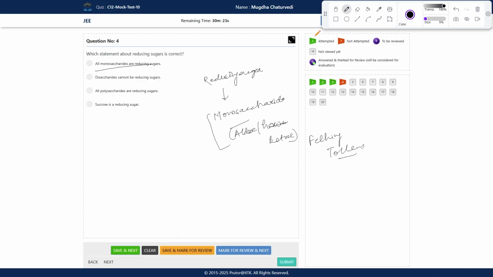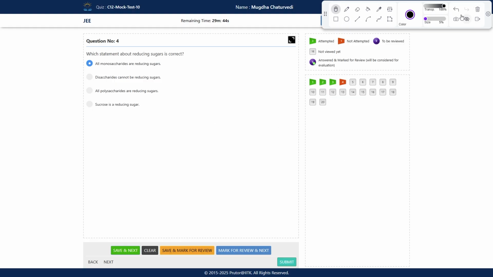If we talk about disaccharides, a disaccharide is reducing if it has a free hemiacetal or hemiketal group on the anomeric carbon. If it has a free hemiacetal or hemiketal group, then it is a reducing sugar. Most of the polysaccharides are non-reducing sugars. And sucrose is also a non-reducing sugar. So the right answer for this question is A, that all monosaccharides are reducing sugars. Now let us see the next question.